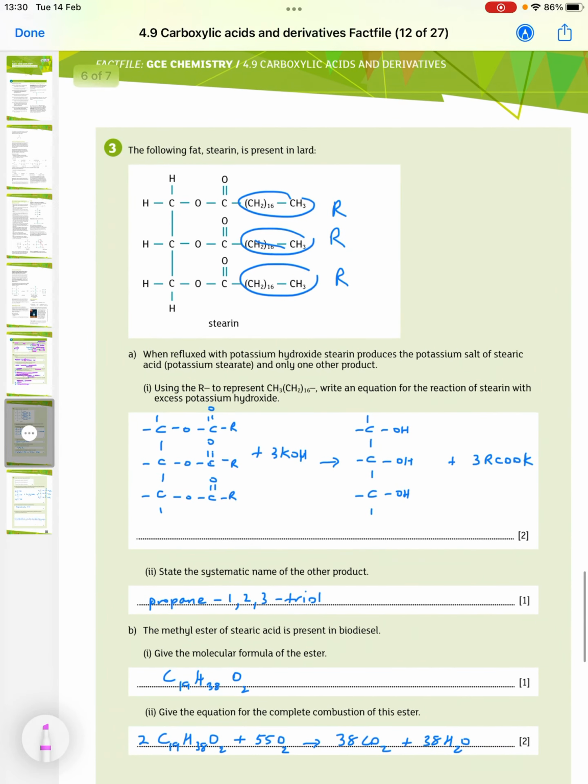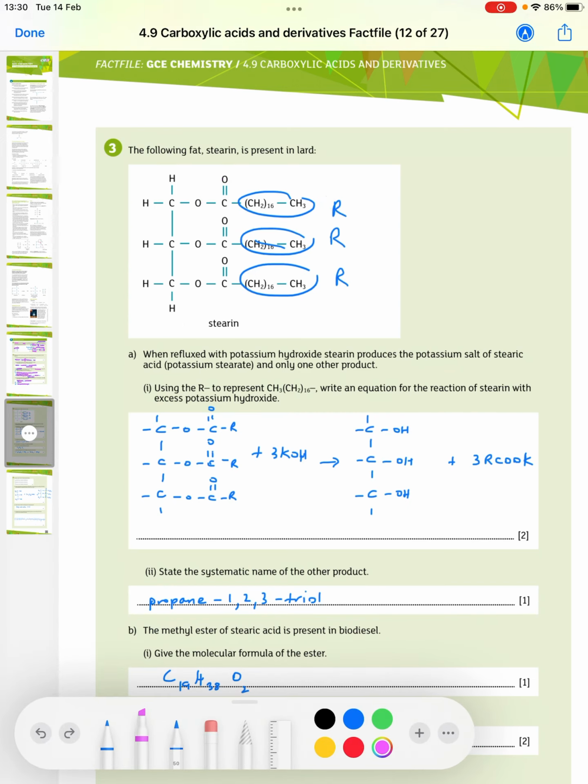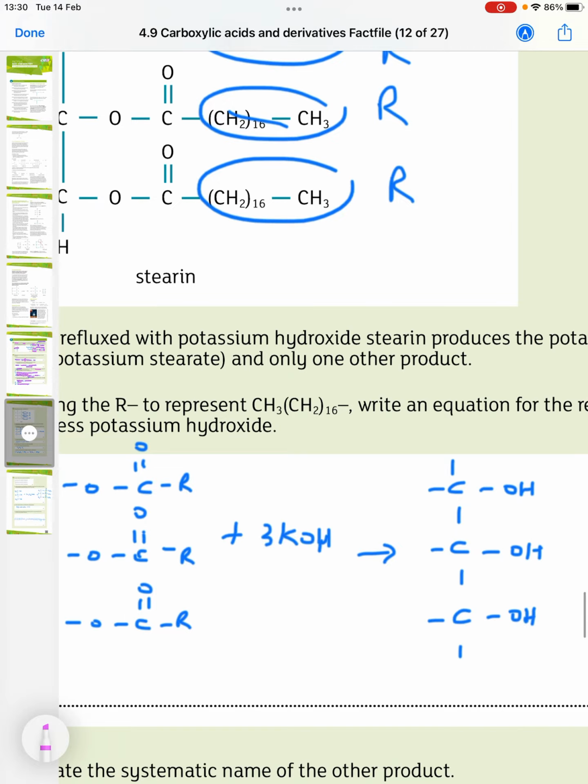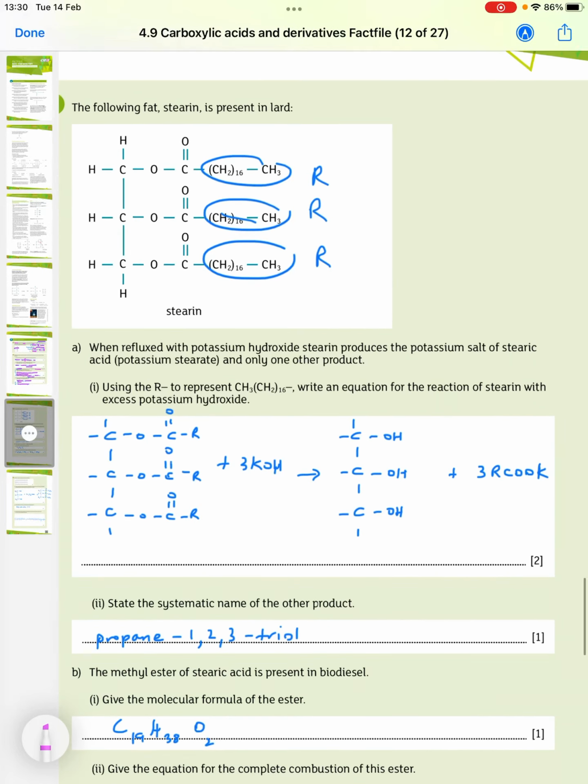Okay, question 3. The following fat, stearin, is present in lard. It gives you the formula here. All fats look a bit intimidating, but don't be put off by that. You're just looking at this main part here, and then each little ester bit on the end. When refluxed with potassium hydroxide, stearin produces a potassium salt of stearic acid, which is potassium stearate, and only one other product. Using the R to represent this, the CH3(CH2)16, write an equation for the reaction of stearin with excess potassium hydroxide.